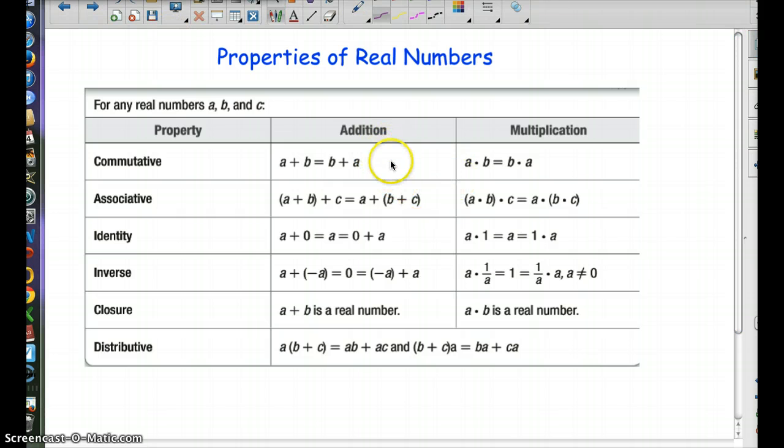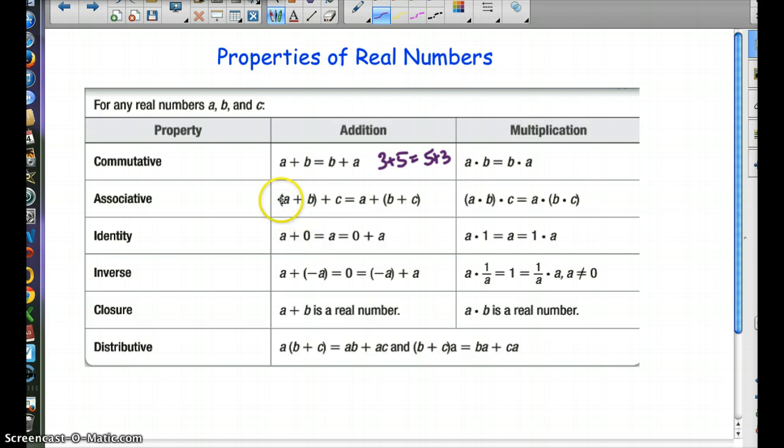Alright, so the commutative property is where we have a plus b is the same as b plus a. So I think an example would be 3 plus 5. Isn't that the same as 5 plus 3? And you can write down your own example for multiplication. Maybe 3 times 5 is the same as 5 times 3.